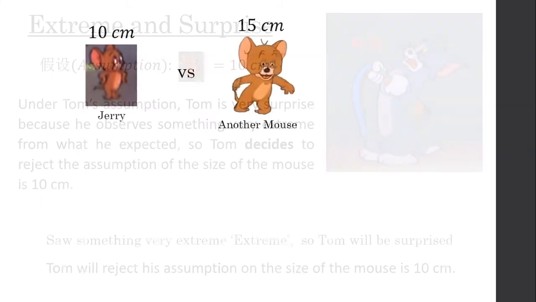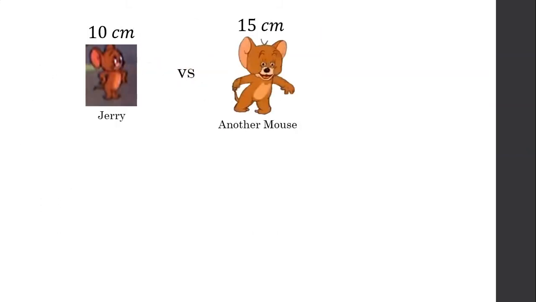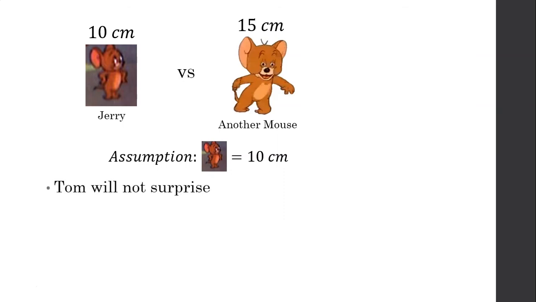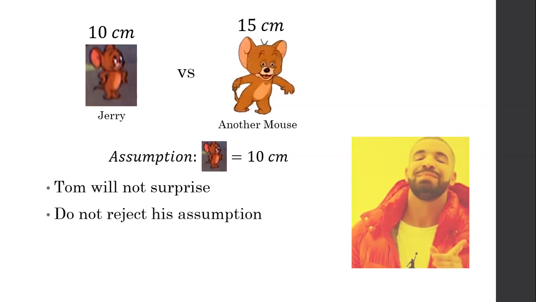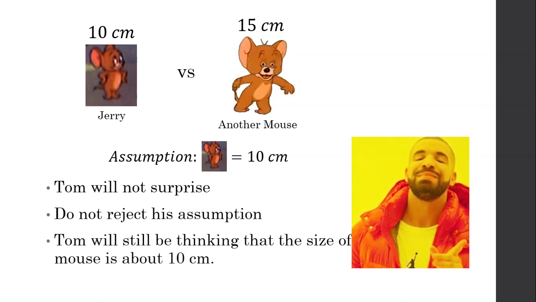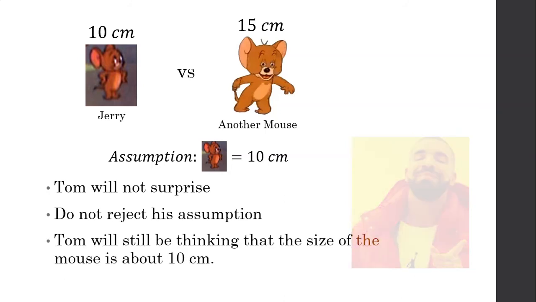Then what if the size of the mouse is just a little larger than Jerry? Let's say 15 cm. This size isn't very extreme because it is within the range of expectation. So Tom will not be surprised after seeing this. Therefore, in this situation, Tom will not reject his assumption. He will still be thinking that the size of the mouse is around 10 cm.